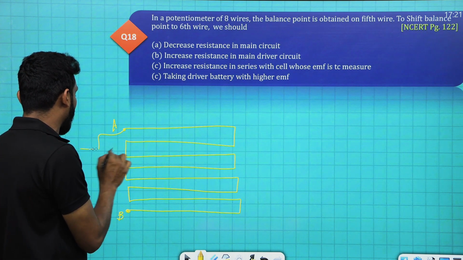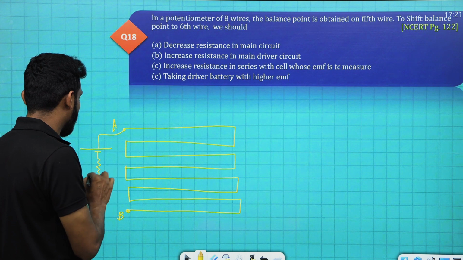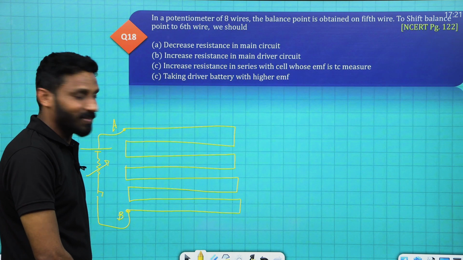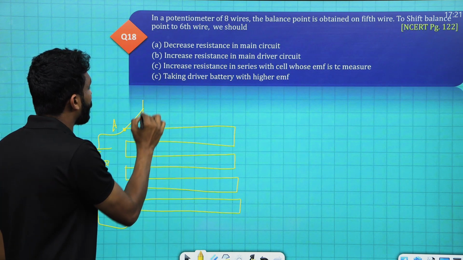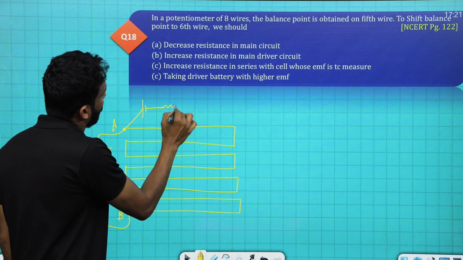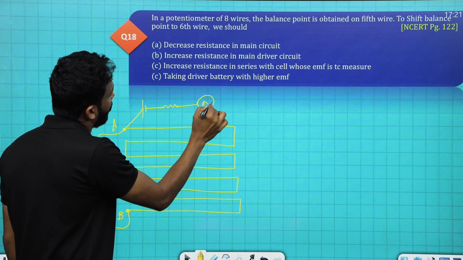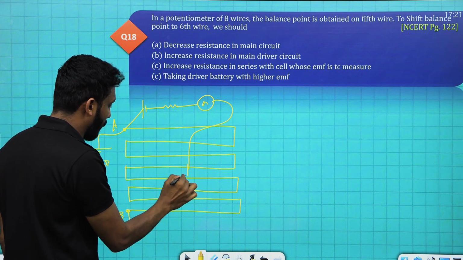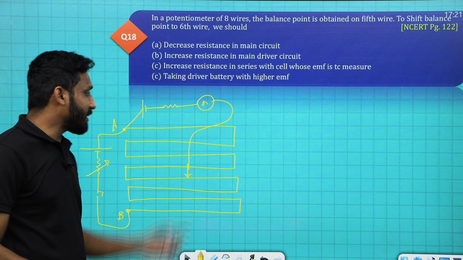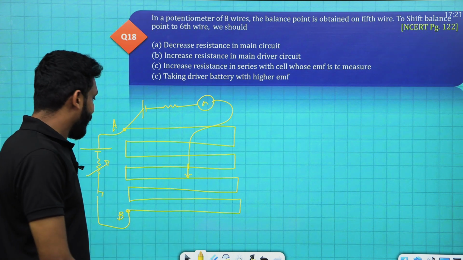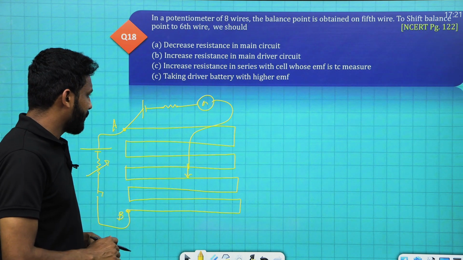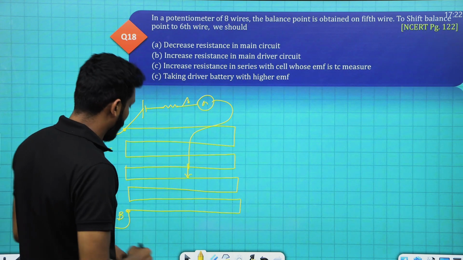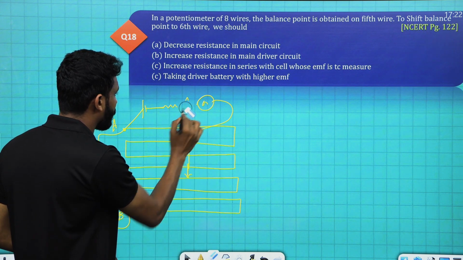Here is a primary circuit, primary cell, connected here. This is the primary circuit. Here is a secondary circuit, galvanometer, jockey. 1, 2, 3, 4, 5. It was on 5. So this is the secondary circuit. Now, what is the concept? Suppose here is a key.